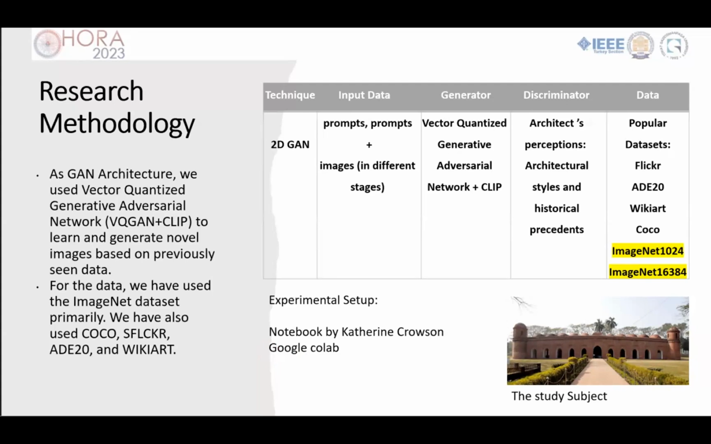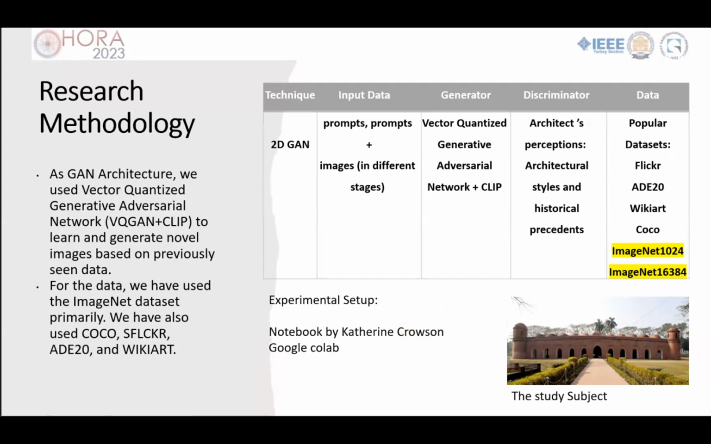Now let's dive into the specific steps that we undertook. Firstly, we collected a diverse range of architectural datasets from reputable sources. These datasets include popular collections of Flickr, AD20, WikiArt, COCO, ImageNet. We took both the 1024 and 384 resolutions. And these datasets serve as a foundation for our neural network training.